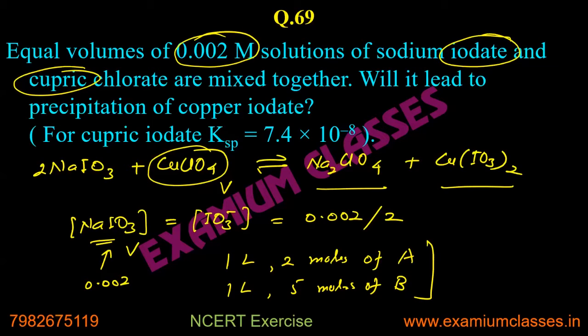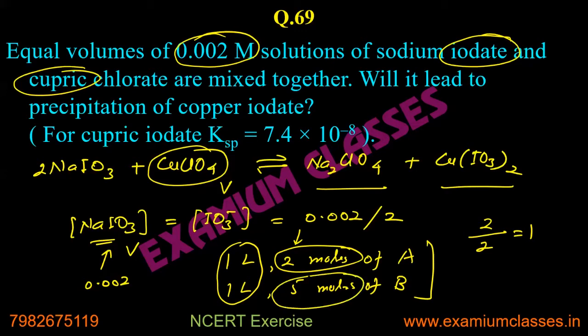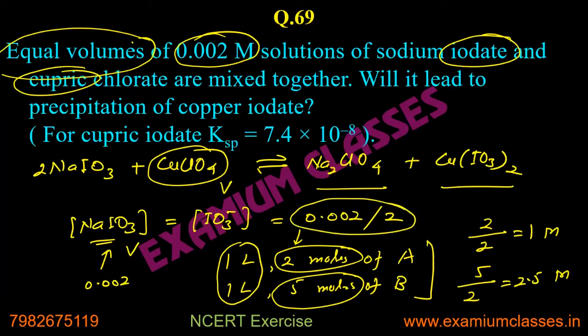The reason is that these 2 moles of A are now present in 2 liters, not 1 liter. So the molarity will be the number of moles of A divided by the total volume, that is 1 M instead of 2. Similarly, 5 moles of B were present in 1 liter, but after mixing, the 5 moles are present in 2 liters, so it will be 2.5 moles per liter. Because here it is written equal volumes, after mixing their molarity will be half.